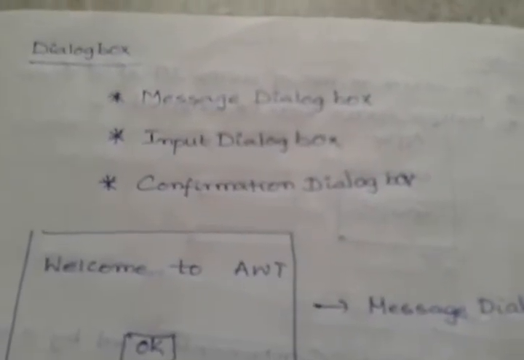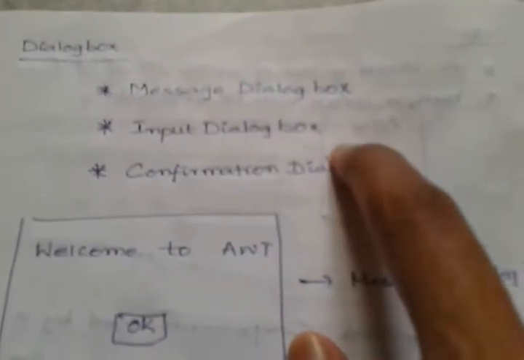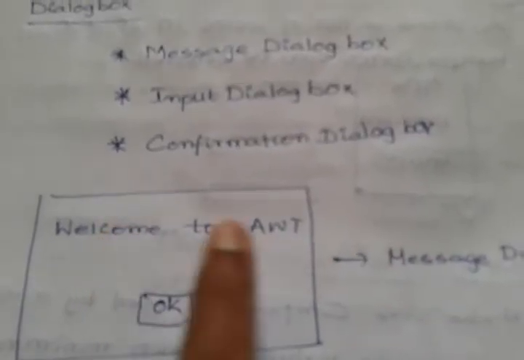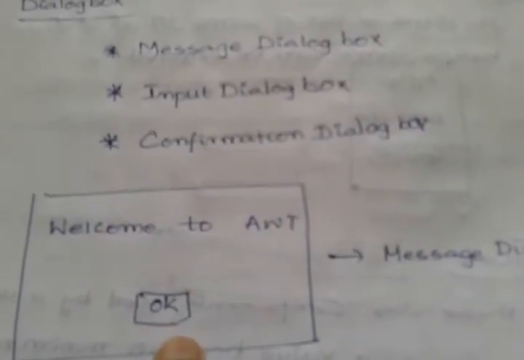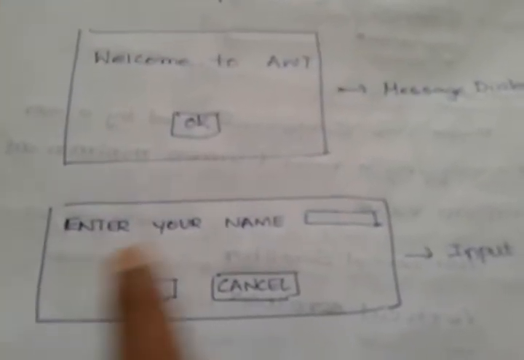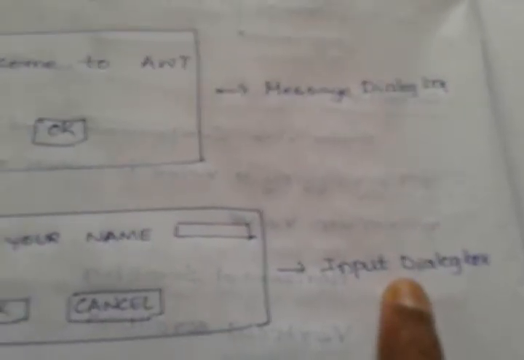There are three different types of dialog boxes. One is called a message dialog box, then the input dialog box, and the confirmation dialog box. In a message dialog box, a message will be displayed, and an OK button will be there. Next, the input dialog box. It will ask for an input. Enter your name. A text box will be there, with OK and Cancel. This is called the input dialog box.